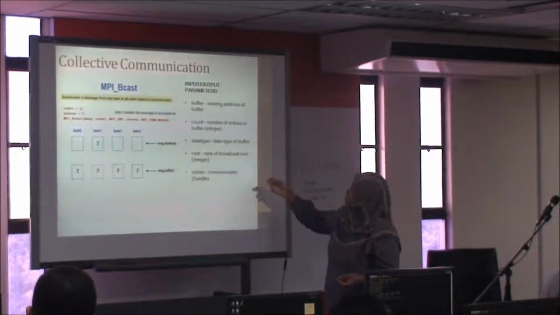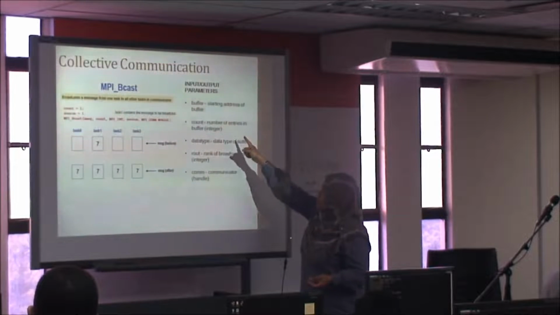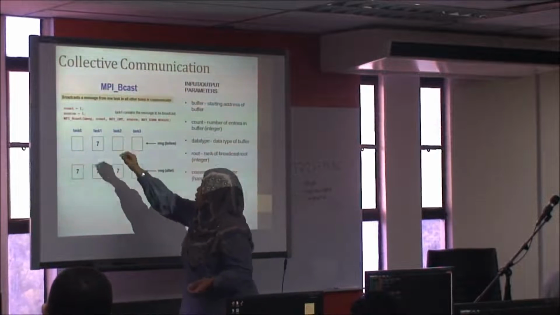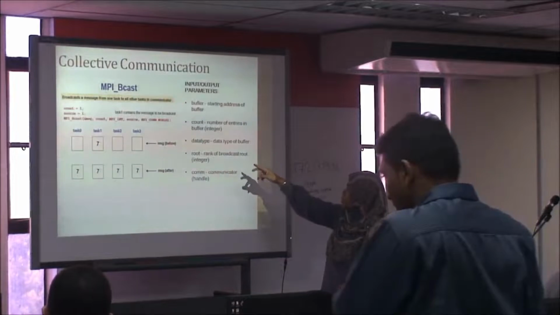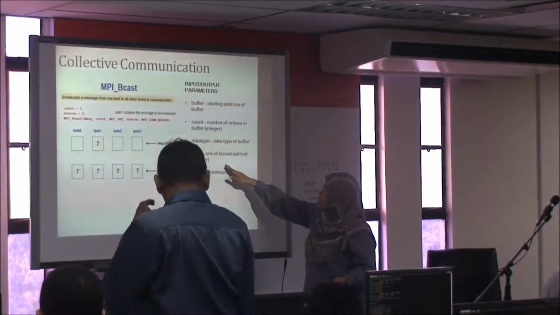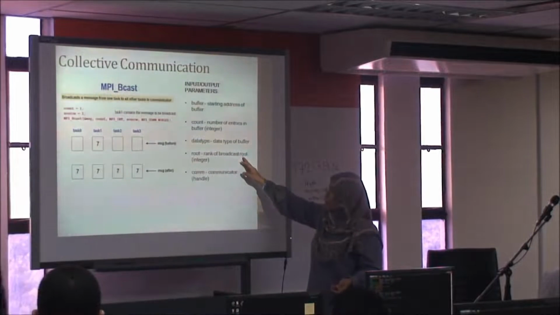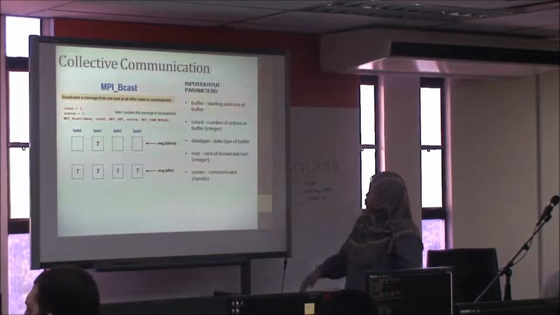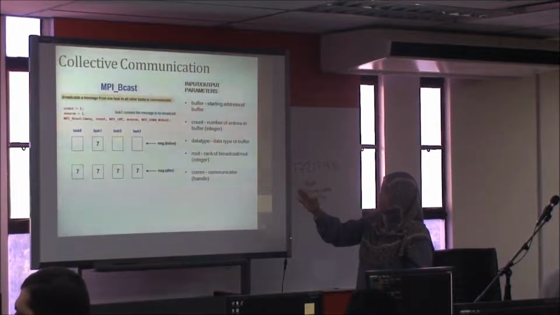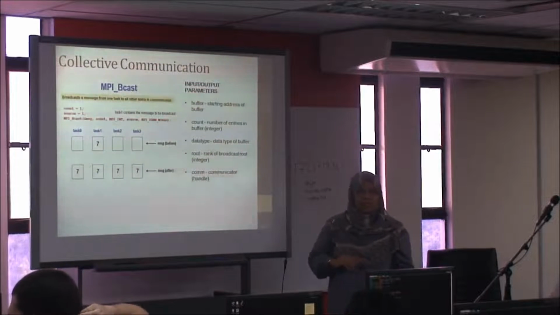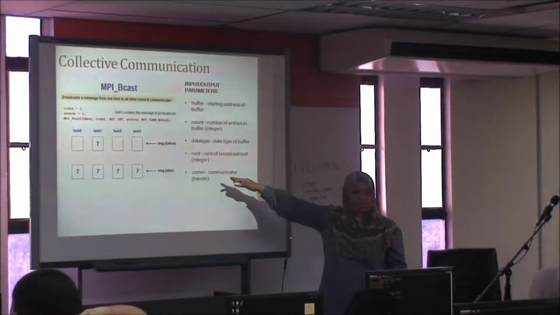Normally we are using processor 0 or 1. Buffer is actually referring to this one: the starting address of the buffer, count is the number of entries in the buffer, data type of the buffer, root is the rank of the broadcast root, and COMM is the communicator. So now task 1 will broadcast the value of 7 to all other tasks, if you are looking at this picture.